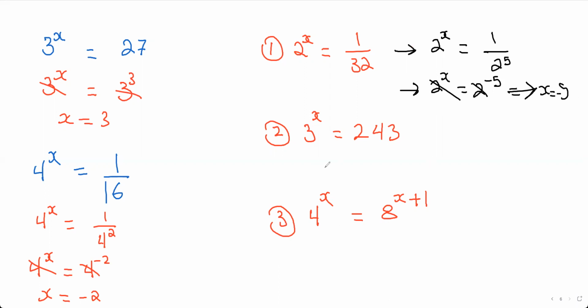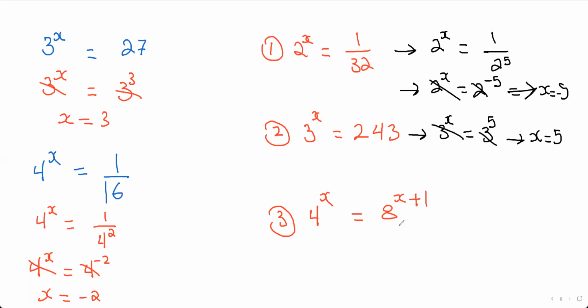How about here? Here, thanks, Adam, for bringing that to my attention. I wrote 324 somehow. But 3 to the power of x here equals 243, which is 3 to the 5. And therefore, now you could just cancel the bases. This one is easy. And you get x equals 5.